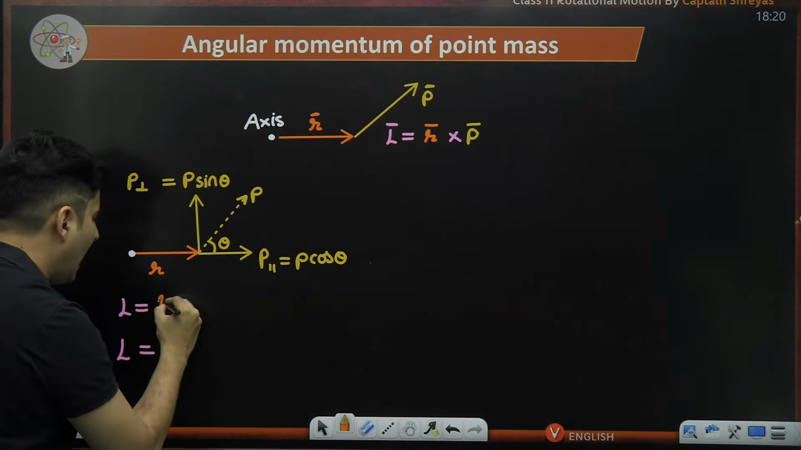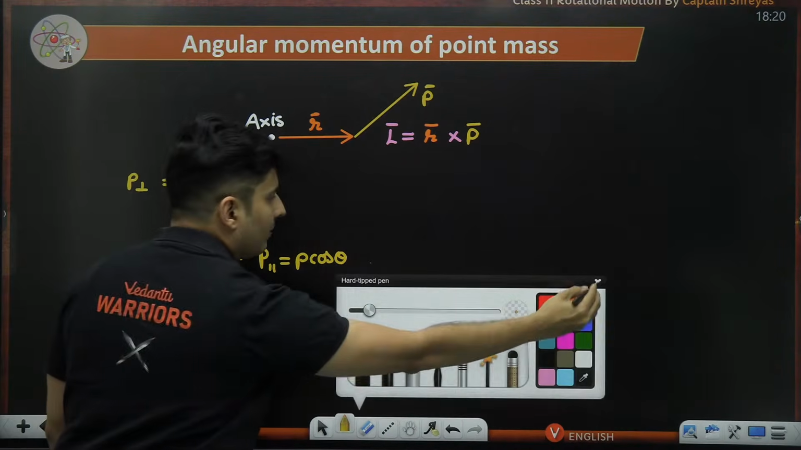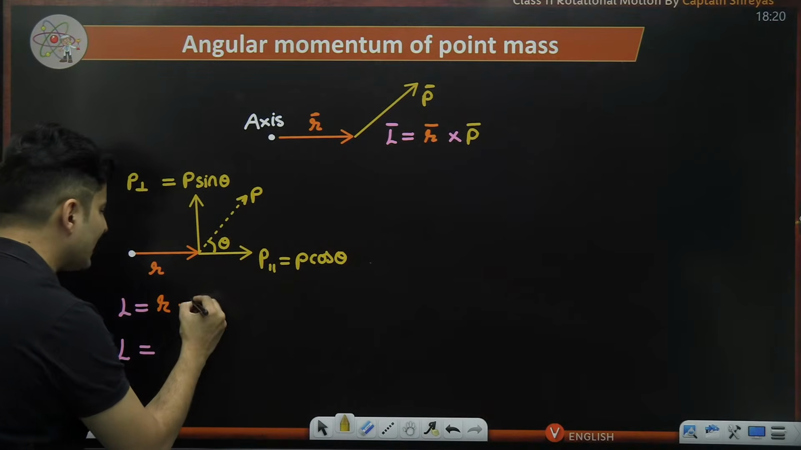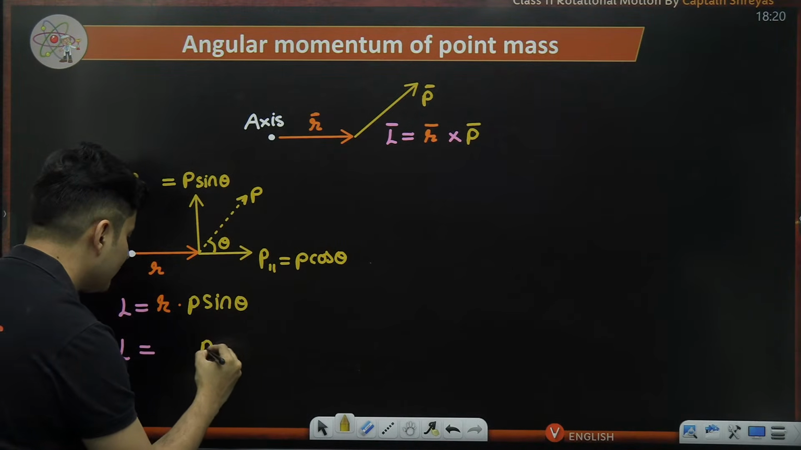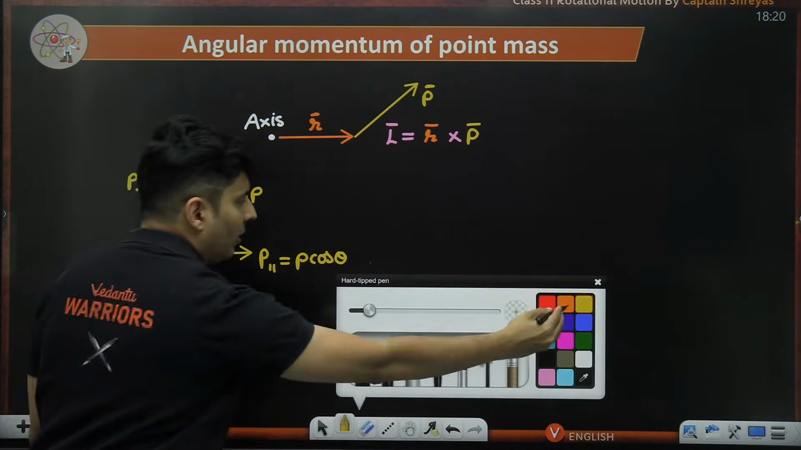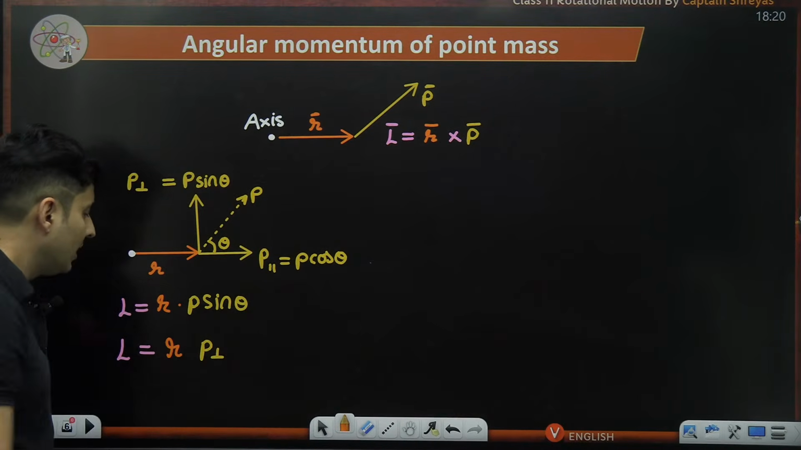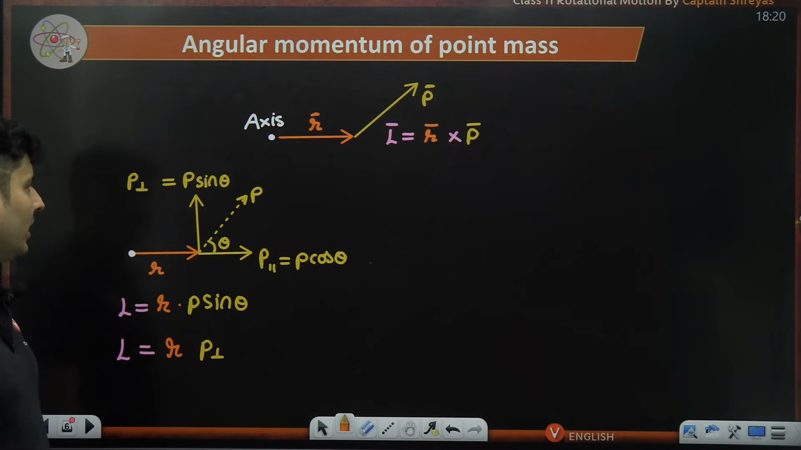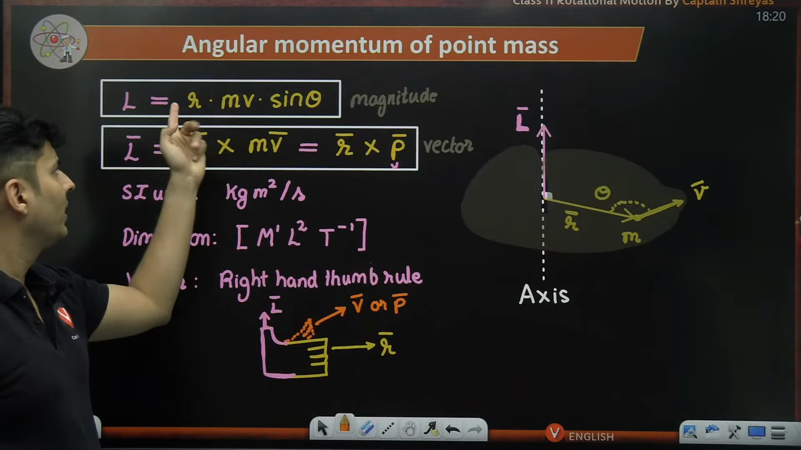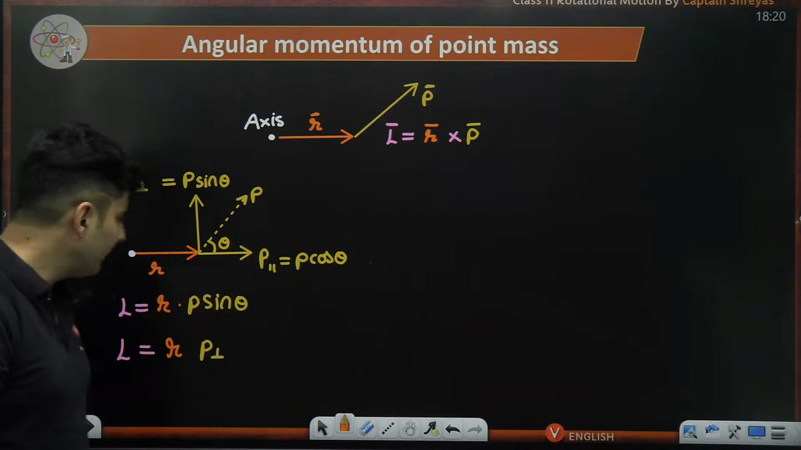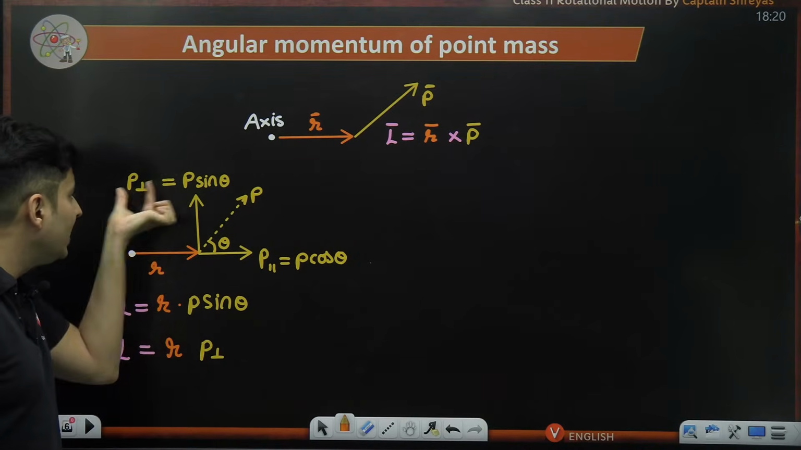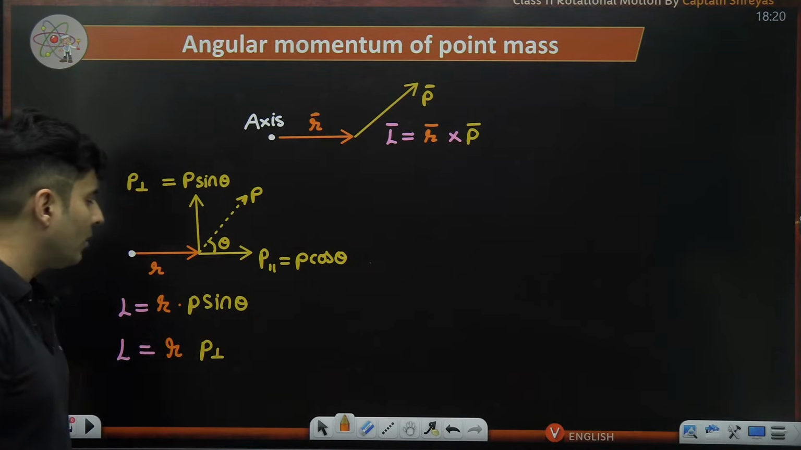This is r multiplied by P sine theta. But what is P sine theta? It is nothing but the perpendicular component of the momentum. What I had written down over here, Rp sine theta. So mv is nothing but momentum. So Rp sine theta, P sine theta is the perpendicular component of the momentum.